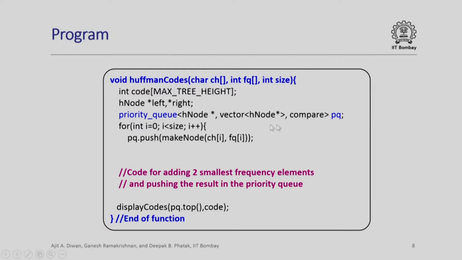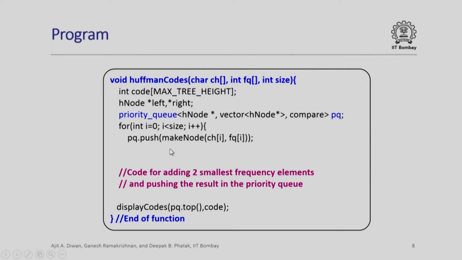We will arbitrarily name our object as PQ, which stands for priority queue. What we do, up to the size, is simply push into PQ by making a node of each individual character and its frequency that we have got. Please note that the char array and its corresponding frequency are given as parameters, and the size is given as a parameter. So, we simply use this to create an iteration to insert all of these in the priority queue.